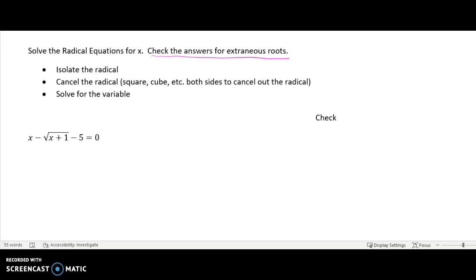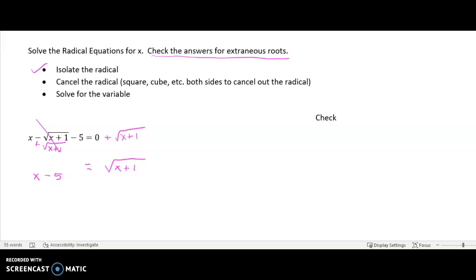All right, so we'll start this first problem by isolating our radical. I'm going to add the square root of x plus 1 to both sides. So on the left side, it cancels out. I'm left with x minus 5 equals the square root of x plus 1. Okay, step 1, done. Isolate the radical.